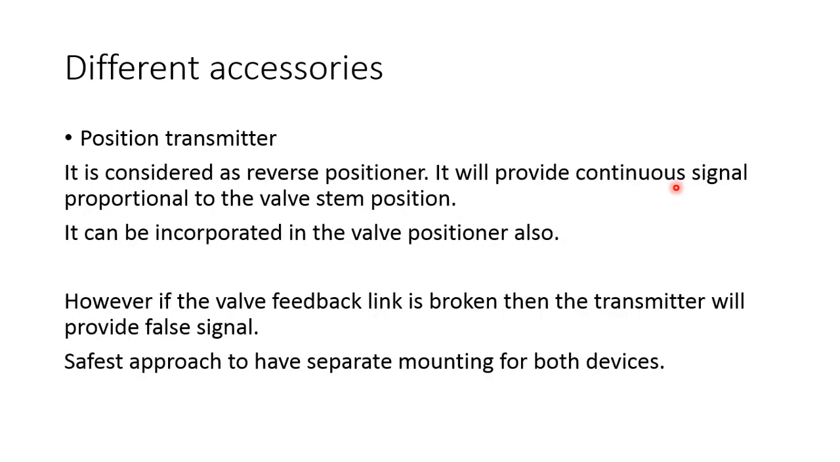Next is the position transmitter. This can be considered as a reverse positioner. It is used for continuous signal proportional to the valve stem position. It can be incorporated in the valve positioner also. However, if the valve feedback link is broken, then the transmitter will provide a false signal. So it is ideally suggested that the position transmitter be provided separately, so that in case one fails, the other is there. So at least the control room has the exact signal.